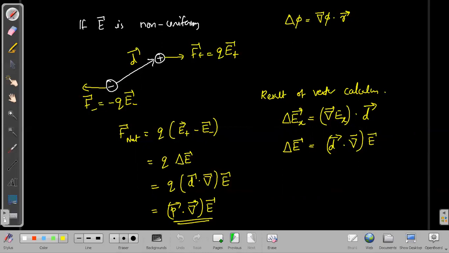In the next class, we'll discuss the electric field produced by a dipole, and from that we can calculate the interaction among dipoles, that is, the force exerted by one dipole on the other dipole, and so on. And thereafter, we'll introduce a new concept called polarization. So we'll see in the next lecture the electric field produced by a dipole and numericals related to it.